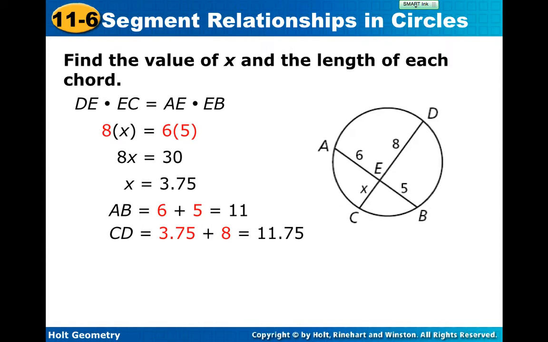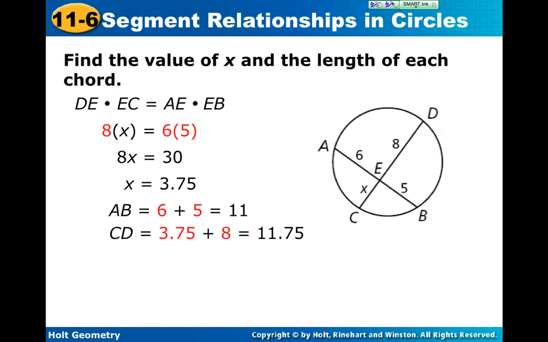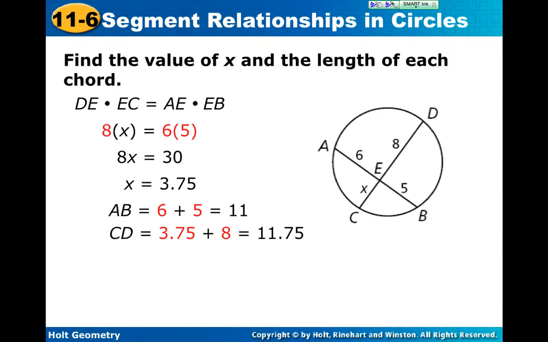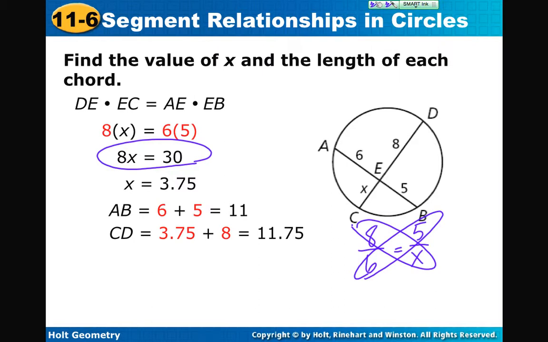Okay, follow-up questions? Does it matter if you put the 6 over x or the 5 over x? 6 over x or 5 over x, depends what you set it equal to. Okay, so tell me one way. I did 8 over 6, and then 5 over x. So did her cross product work out right? 30 equals 8x. Okay, so that would be an okay setup, yes.